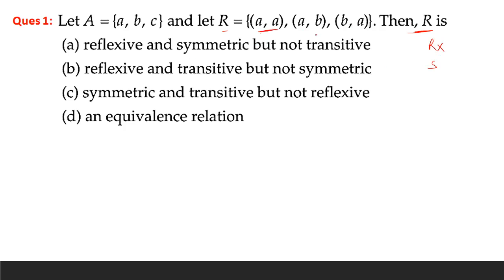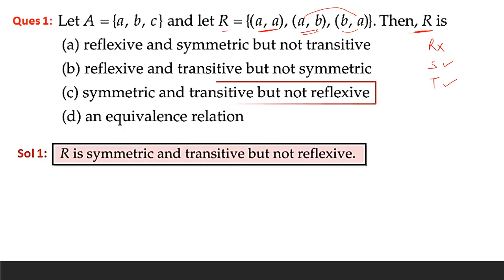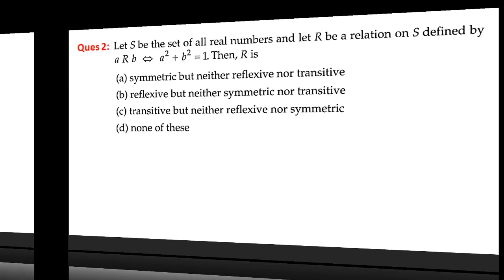What about symmetric? We have (a,b) and we have (b,a) as well. We have the swapped pair. So yes, this is symmetric. What about transitive? We have (a,b), we have (b,a) and we have (a,a) as well. So yes, this is transitive also. So what is the correct answer? The correct answer is option C: symmetric and transitive but not reflexive.